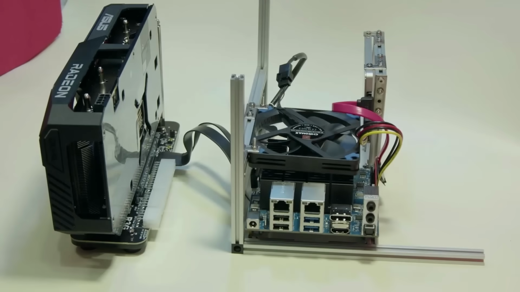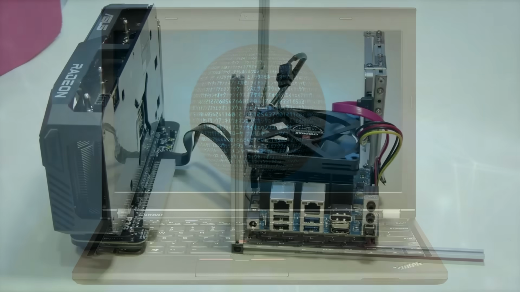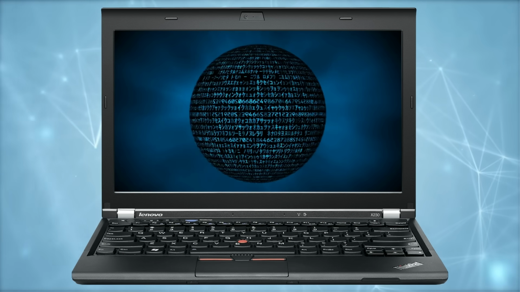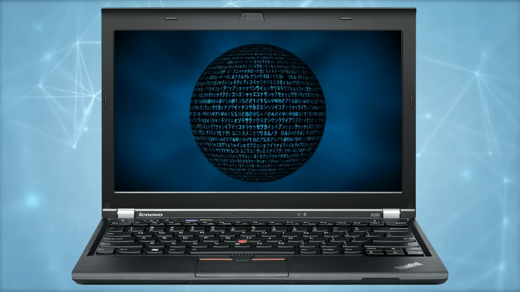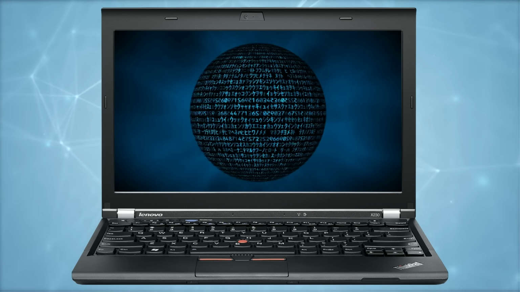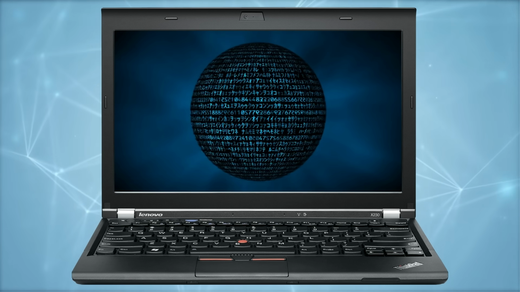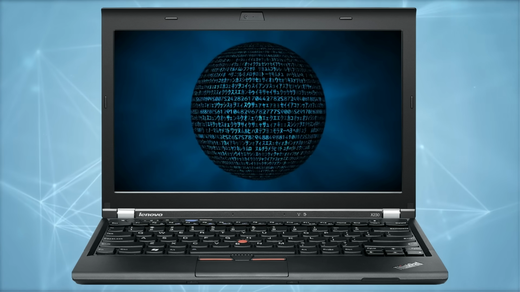A discrete graphics card can be considered to be a computer in its own right, as it has both a processor and memory. In both integrated and discrete graphics, the graphics processor is dedicated solely to graphics processing, which reduces the load on the CPU.